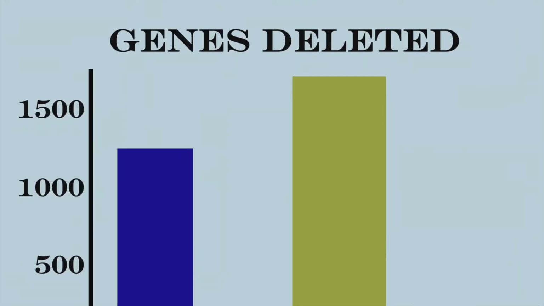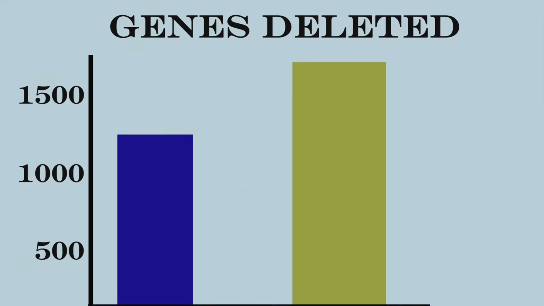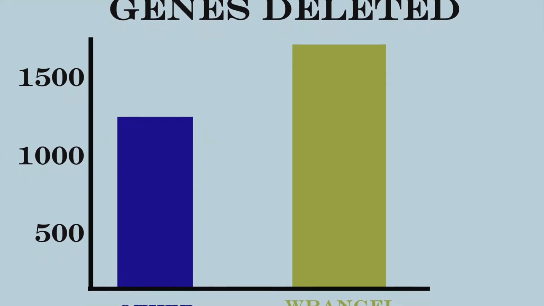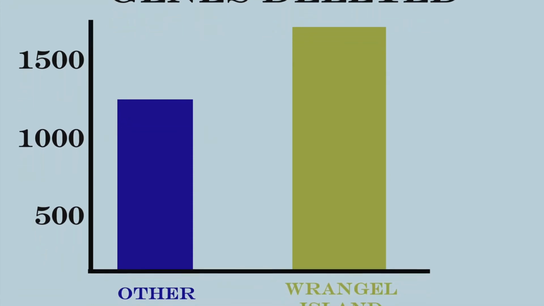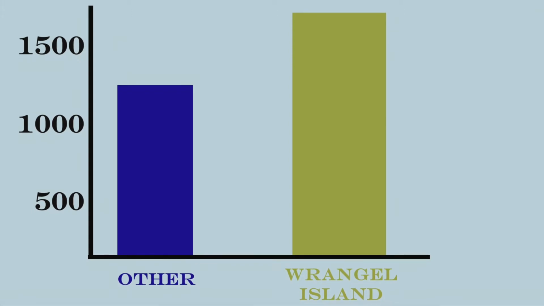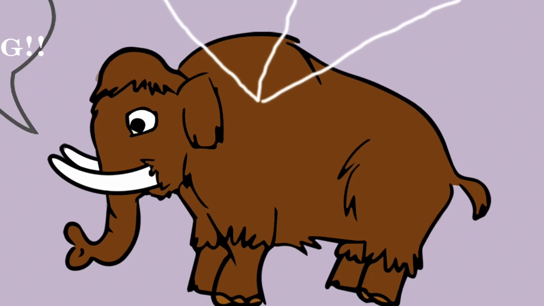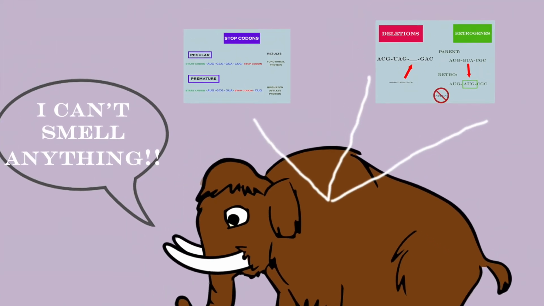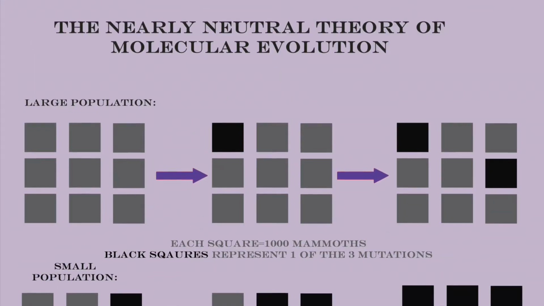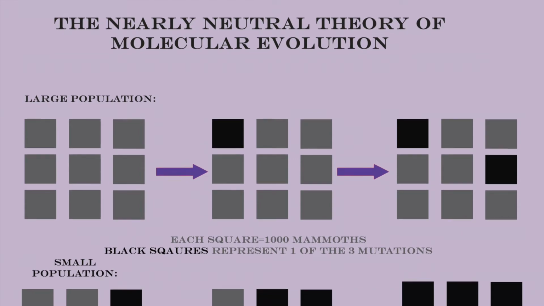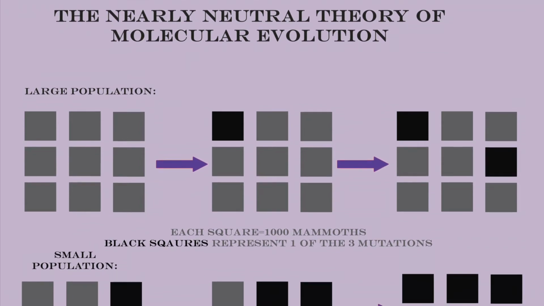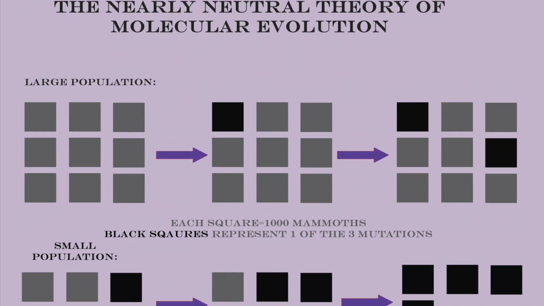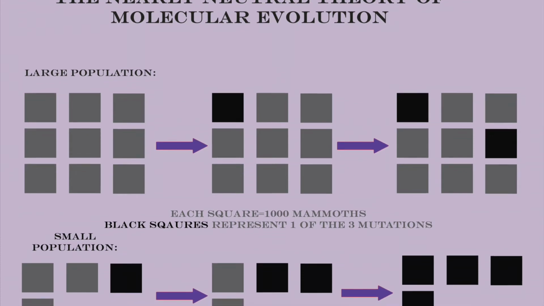They also found that the number of different types of genes deleted was much higher in the Wrangel Island genome, upwards of 1,500 compared to less than 1,100. This is important because this means they lost much more functionality than the larger population. The discovery of our furry friends' final days, who had their population size small and their evolutionary rate high, supports the nearly neutral theory of evolution.